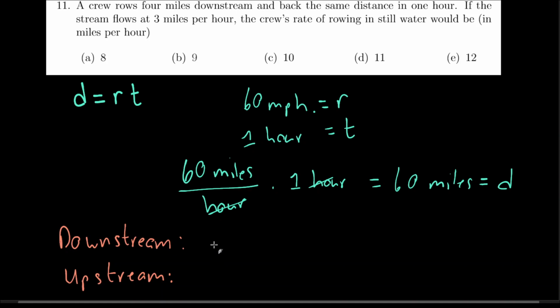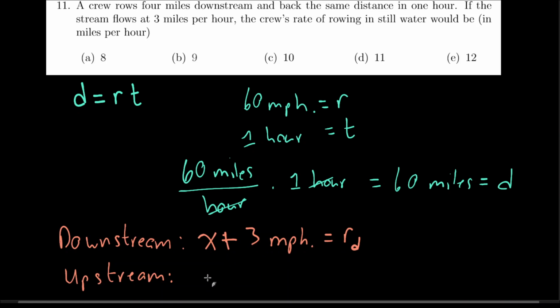Anyway, so when you're going downstream, you're going with the stream. So let's give a variable to the unknown, the crew's rate of rowing in still water. Let's call that x. And we know the stream rate is 3 miles per hour. So when you're moving downstream, you're moving quicker because the stream is helping you push along. However, your crew is also rowing at that speed. So when you're downstream, you add the 3. So that is the rate. I'm going to call this rate of downstream, or R sub D. This is just notation to help us remember what this quantity represents.